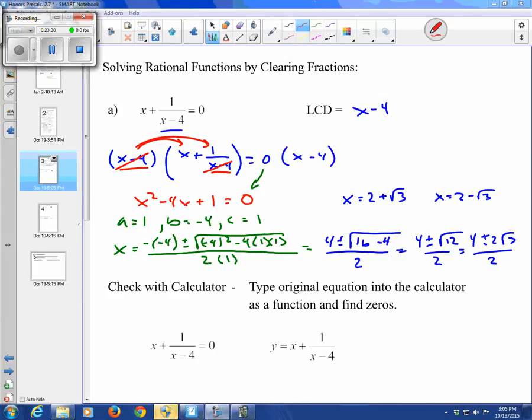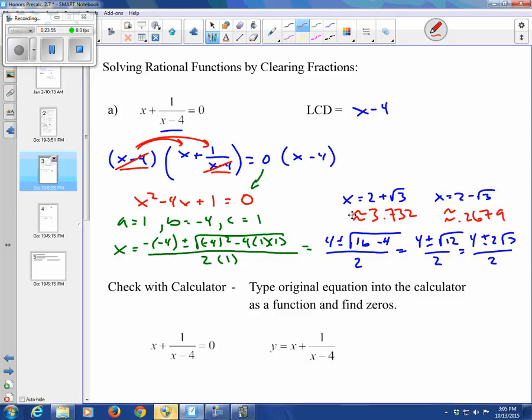Now we can say that these solutions would be approximately 3.732, and we could call the other one approximately 0.267, we'll call it 9.